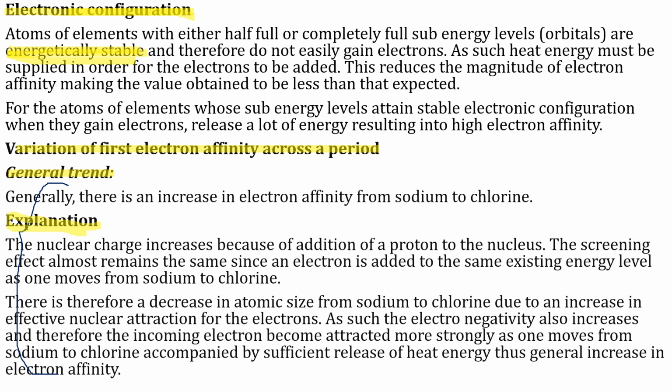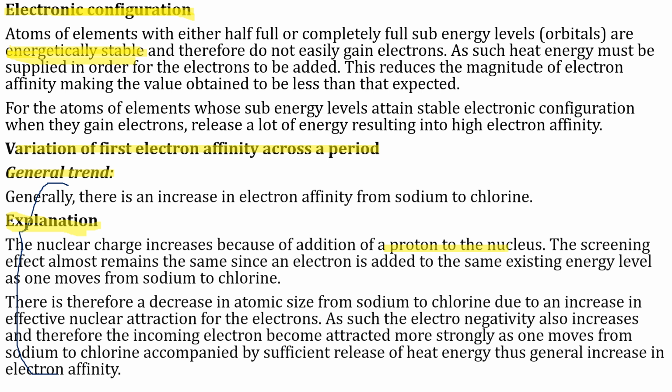So the explanation for periodicity is going to remain the same. We shall talk about nuclear charge. We shall be talking about screening effect, and after that, we talk about what outweighs the other, and we talk about effective nuclear charge, and then we talk about atomic radius. So explanation: nuclear charge increases. Why does it increase? Because of the addition of a proton to the nucleus.